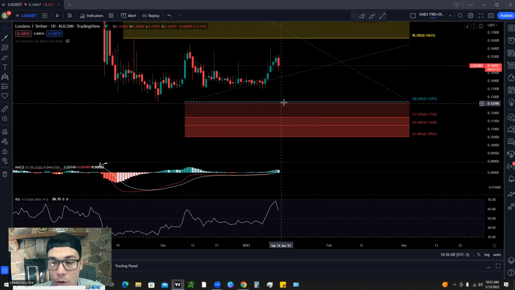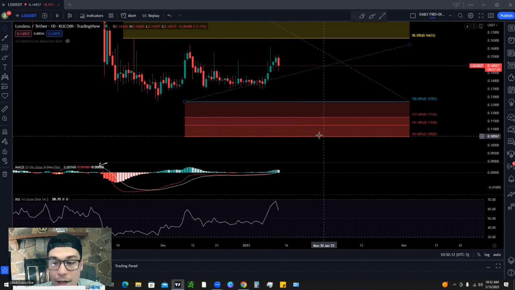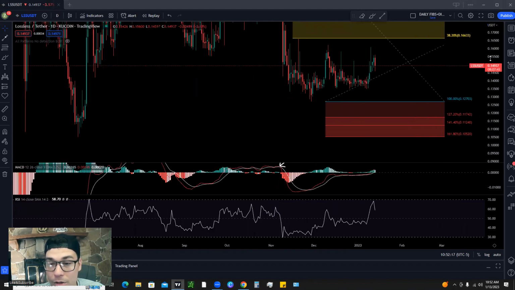So if we break out below there, we have support to the downside of 0.117, 0.112, and then ultimately 0.105. Those are going to be all of your price targets to the up and to the downside.